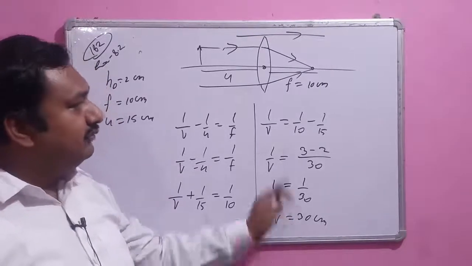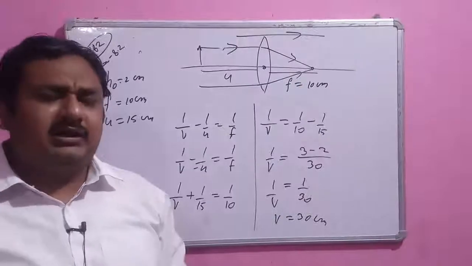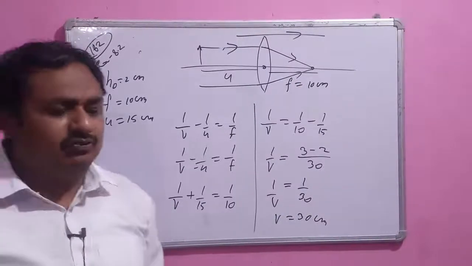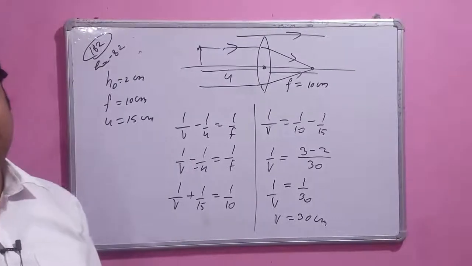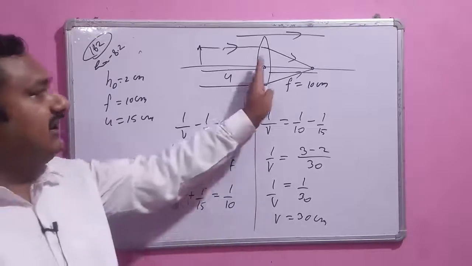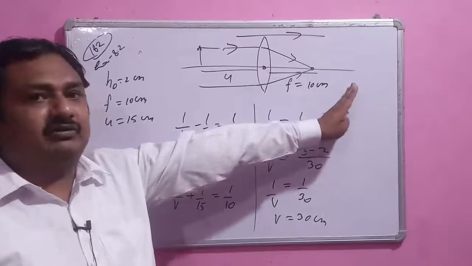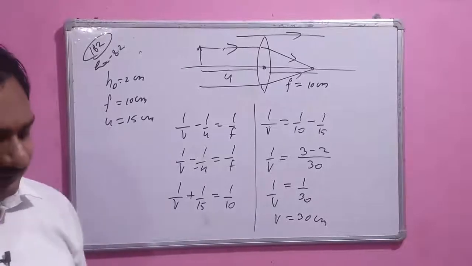Positive symbol means the image is forming on this side. And it can be expected in the case of a convex lens that it forms a real and inverted image. Generally the convex lens forms a real and inverted image, and a real and inverted image can be formed on this side, on the right of the lens. So our answer is right.